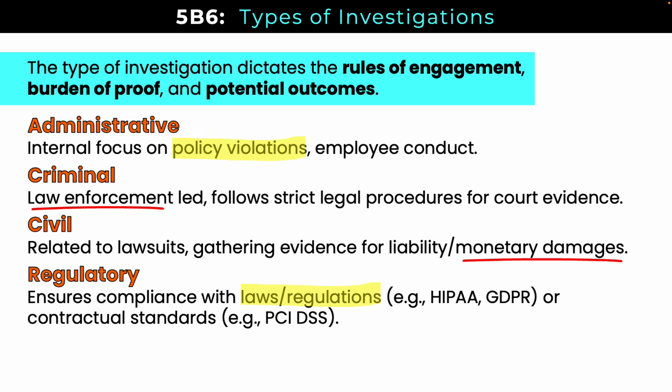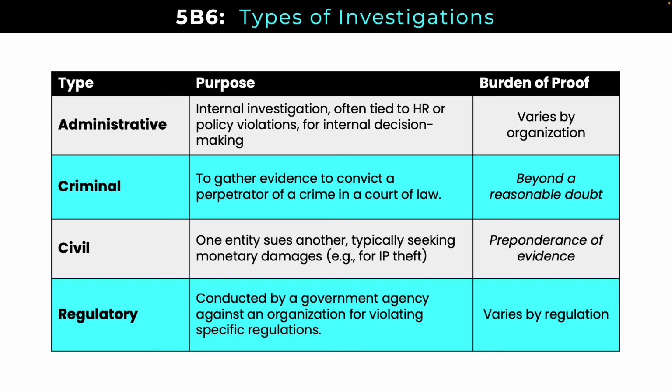Let me give you a reference table here so you have a snapshot of those different types of investigations, as well as the burden of proof, which in a criminal investigation is beyond a reasonable doubt. In a civil investigation, it's a preponderance of the evidence. So in a criminal trial, if you have a jury, it has to be unanimous and no doubt. In a civil trial, often it's just a majority of the jury. But that'll focus on monetary damages like intellectual property theft.